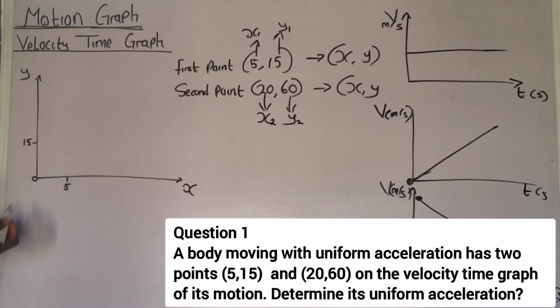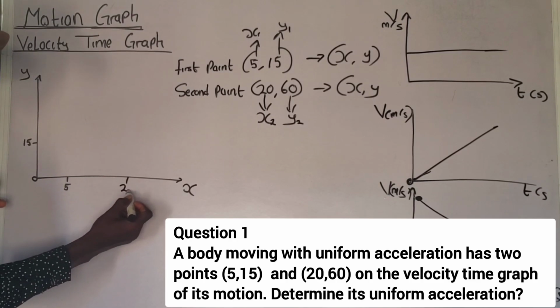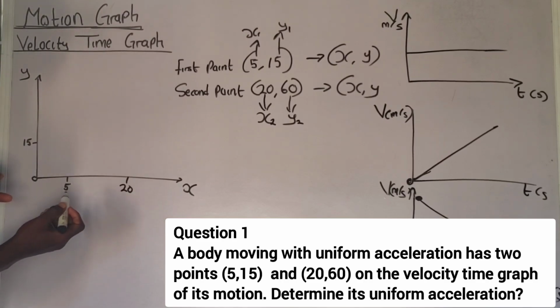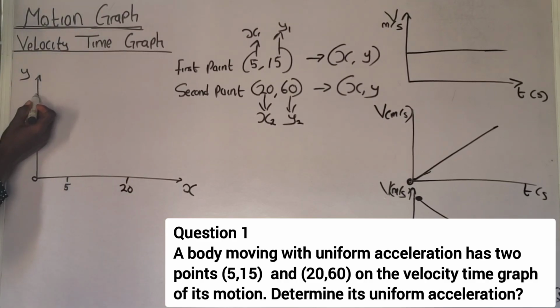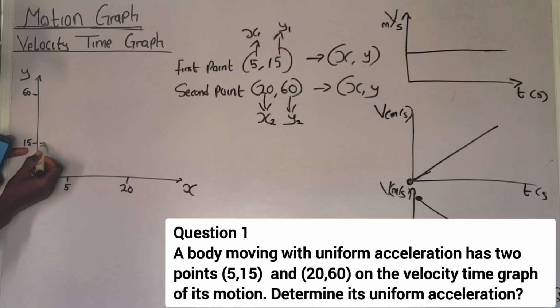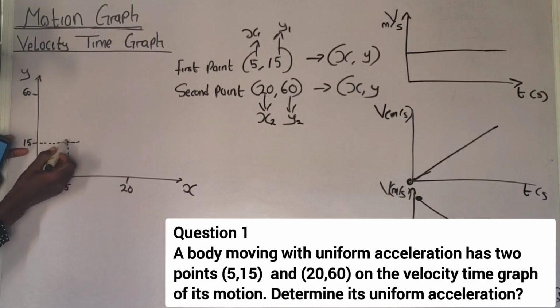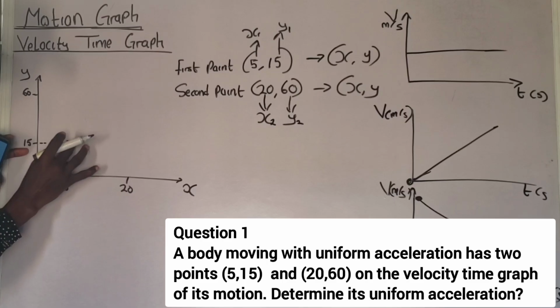So let's plot x2. X2 is 20, so we're going to have 20 here. And y2 is 60, so we're going to have 60 here. Now let us look. When x1 is 5, what is the value of y1? Y1 is 15. So let us trace it. Let us trace this also. They meet at this place. So let us draw the point.